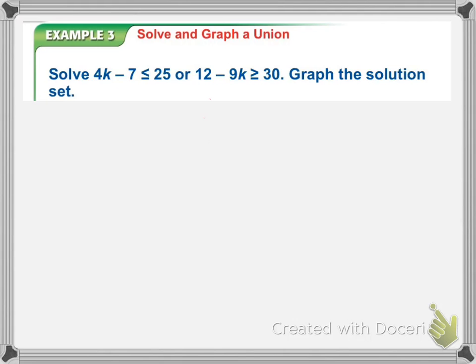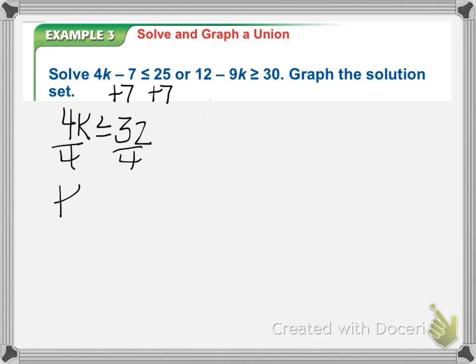Okay, so notice that the word or is actually stated in the problem. Or statements are always stated. So there's nothing to split up, you just solve each one separately. So if you have 4k minus 7 is less than or equal to 25, you are going to add 7 to both sides. So that's going to give you 4k is less than or equal to 32. Divide by your 4, and so you've got k is less than or equal to 8.